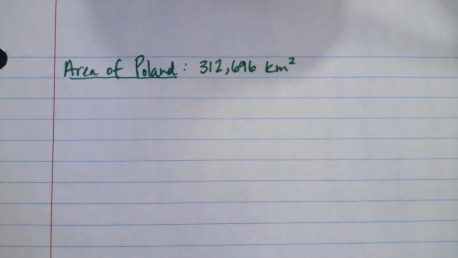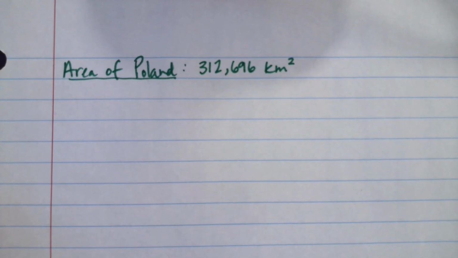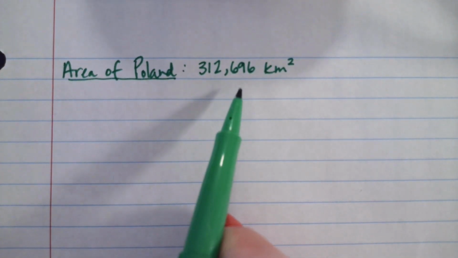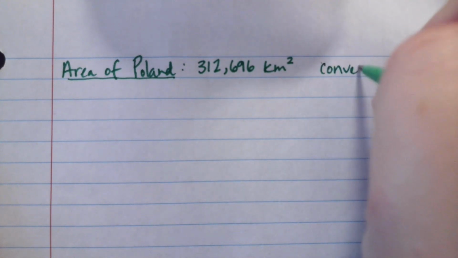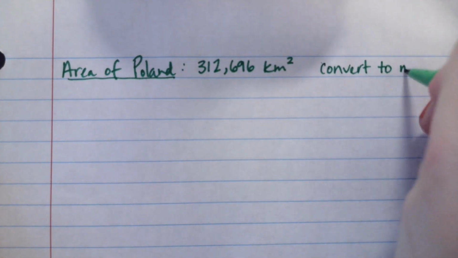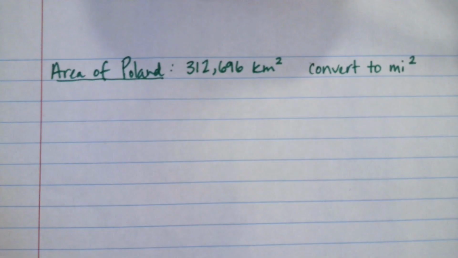Okay, we're going to convert the area of Poland, which is 312,696 kilometers squared. We need to convert this to miles squared, square miles.